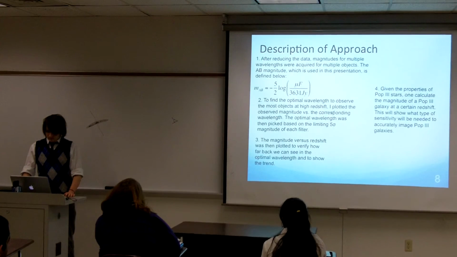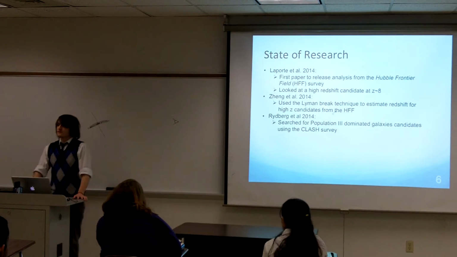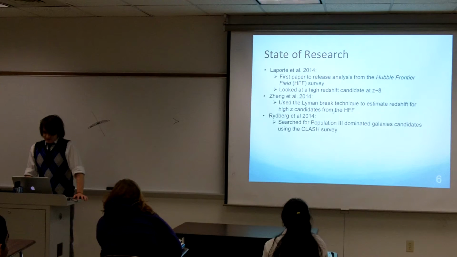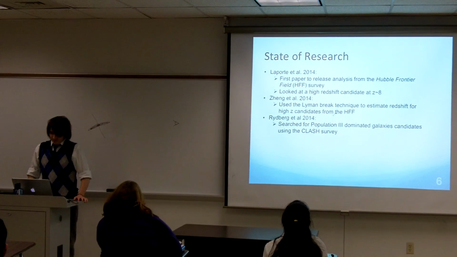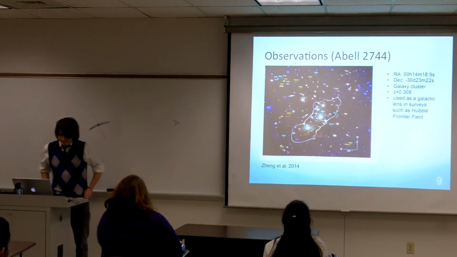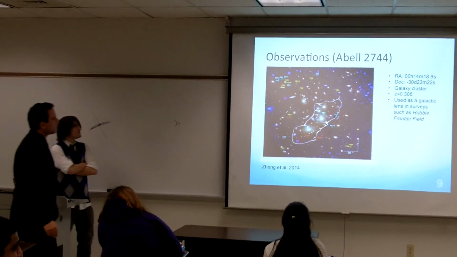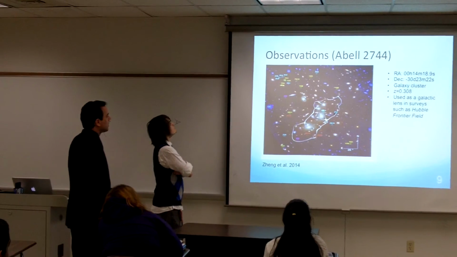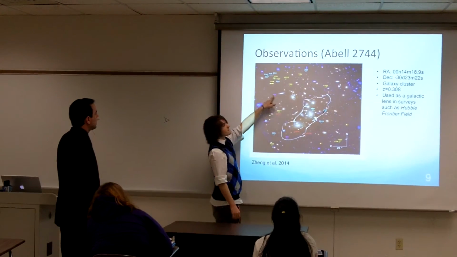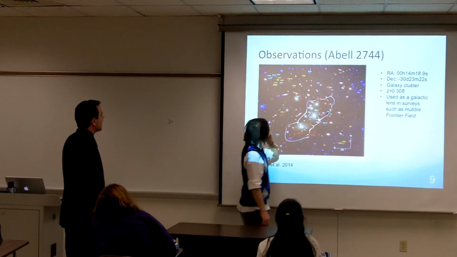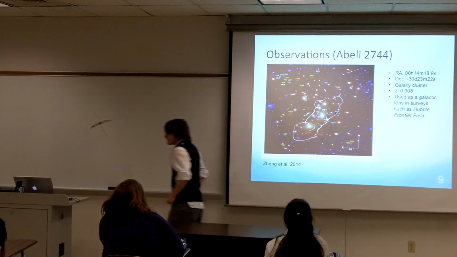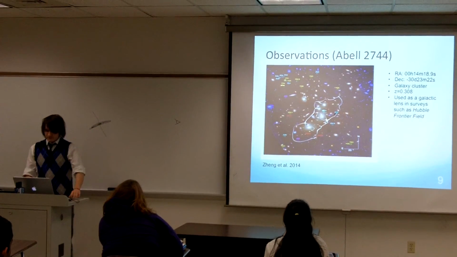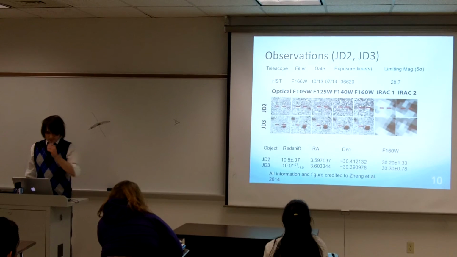Let me see. What do I mean by slide 7? Because I'm using the ones that you had. Go to the picture of Abell 2744. Yeah, so JD3, that's one of the ones I emphasized, and JD2. Okay, that's what I was going to ask. They're right there. Then go to the next slide.